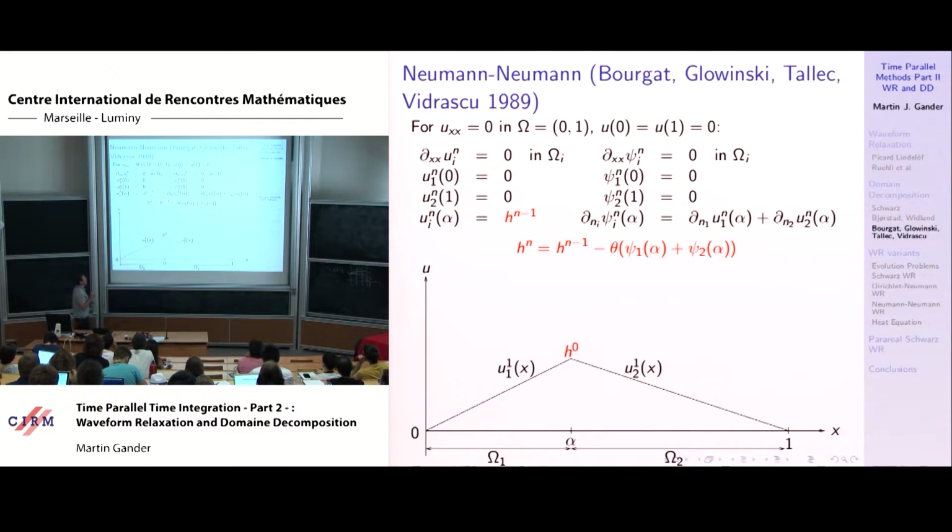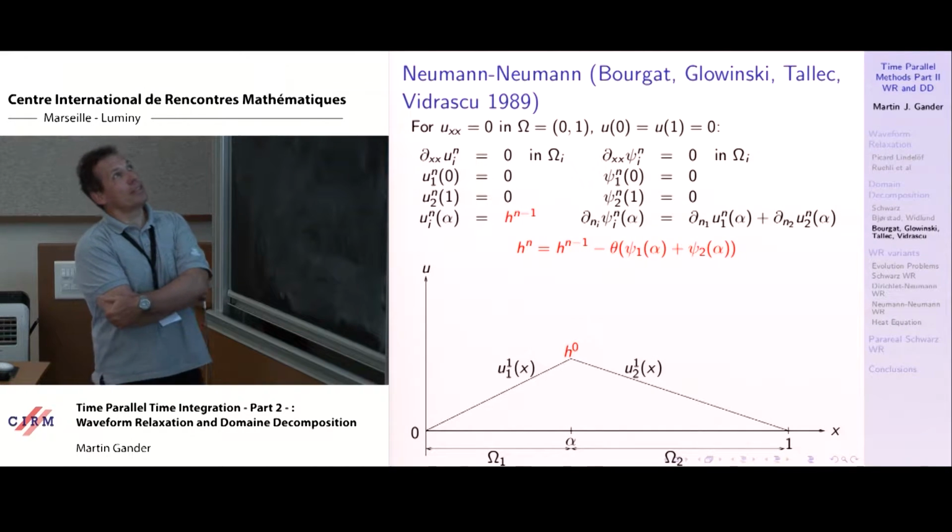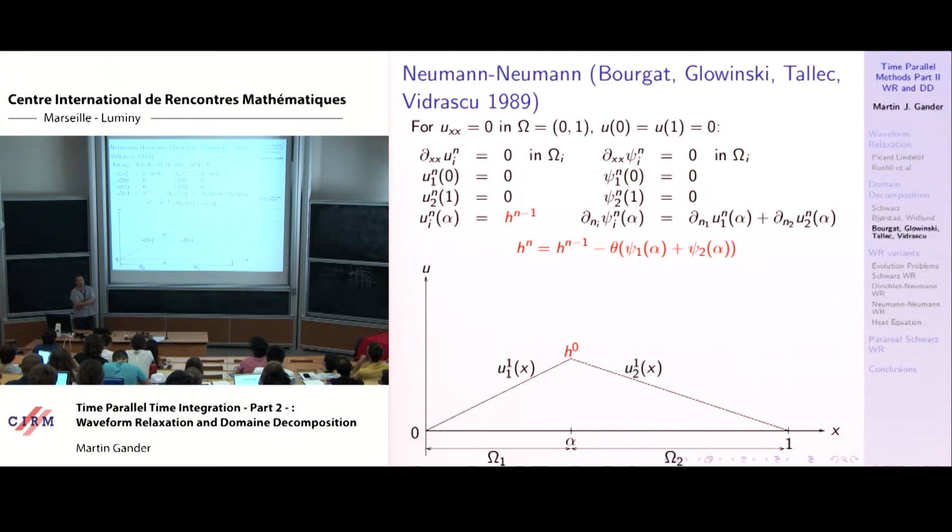Then there is the third domain decomposition method, which is called Neumann-Neumann. It was invented around the same time in France, by Bourgat, Glowinski, Le Tallec, and Vidrascu. And this is a method that has not alternating steps, but it does double steps. So the first step, you solve on both subdomains a Dirichlet problem. So you start with some initial guess, you solve a Dirichlet problem here and here.